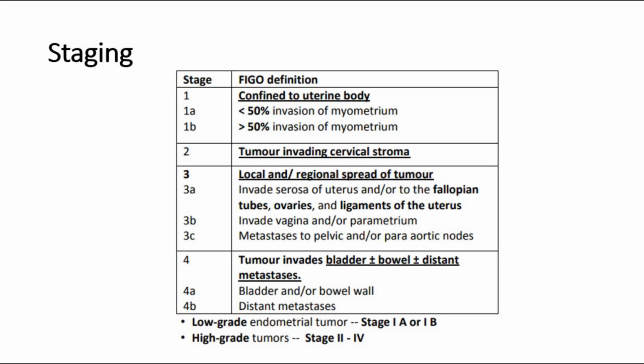Stage 2 is if the tumor invades the cervical stroma. Stage 3, where there is local and regional spread of the tumor, can be divided into 3A, 3B, and 3C. 3A is if it invades the serosa of the uterus and or the fallopian tubes, ovaries, and ligaments of the uterus. 3B, invasion of the vagina and parametrium. 3C, metastasis to the pelvic and or para-aortic nodes. Stage 4 is the later stage where there is invasion of the bladder and bowel or distant metastasis, which are the 4A and 4B.